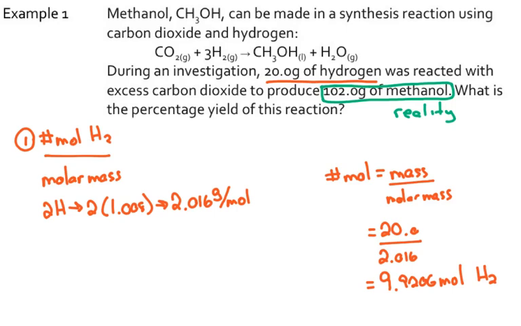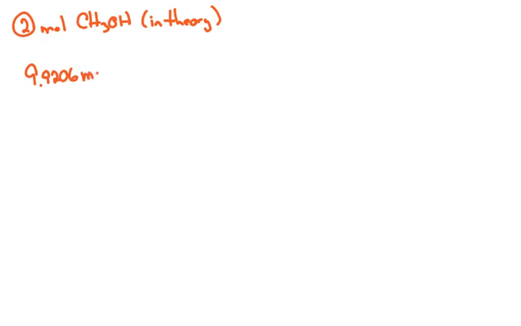We're going to go on. I'm just going to clear the page for step two. This is determining how many moles of methanol we should have made. And I'm going to add a piece to this. I'm going to say in theory. Because in theory, all of this hydrogen gets used up to make methanol. None of it gets wasted. None of it gets converted into other substances. So in theory, we take our moles of hydrogen, which was 9.9206.